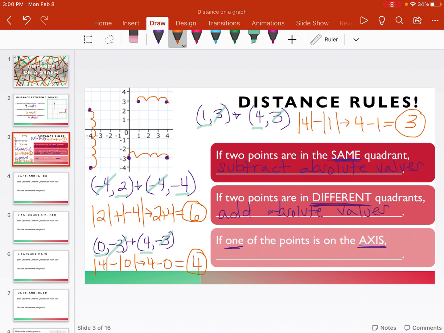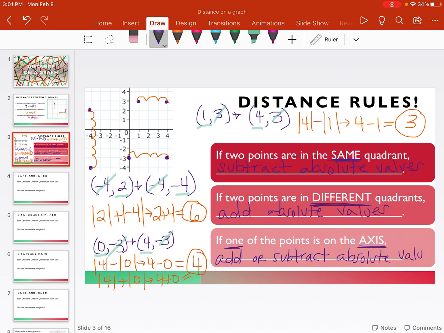Maybe you thought I could add them. The absolute value of 4 plus the absolute value of 0. Well, that's just 4 plus 0, and guess what? That also equals 4. So when one of the points is on an axis, this is a little bit extra special because it can be addition or subtraction, it doesn't matter. Add or subtract absolute value.